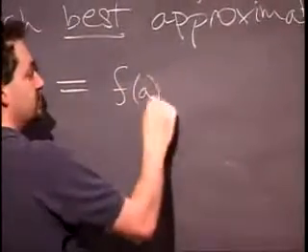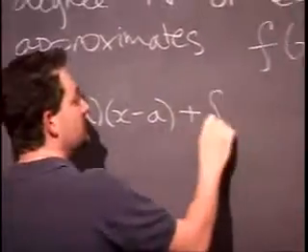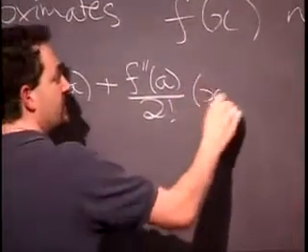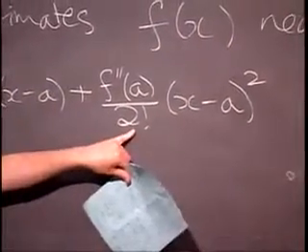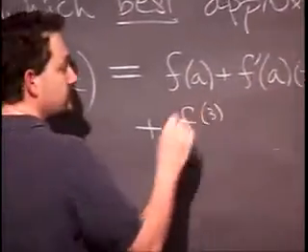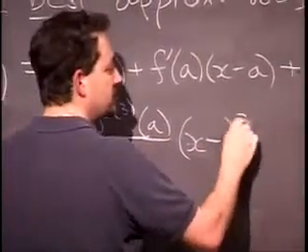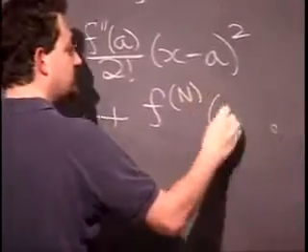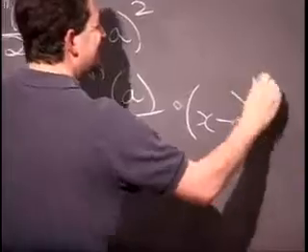F of A plus the derivative f prime of A, x minus A, plus the second derivative at A over 2 factorial x minus A all squared. That's what we've already written, but I had a half there instead of a 2 factorial. It's the same thing. Then we'll have the third derivative over 3 factorial times x minus A all cubed. And I keep going up until the capital Nth derivative at A, over n factorial times x minus A to the n.